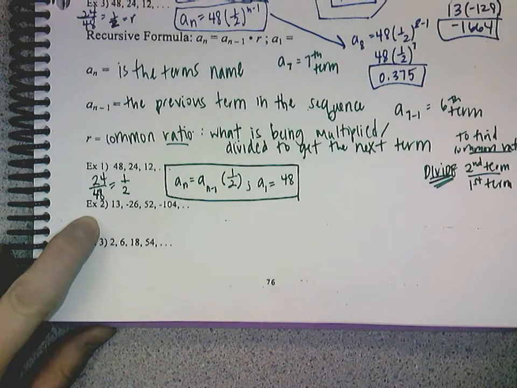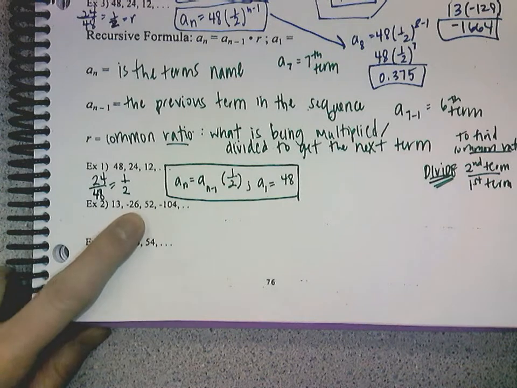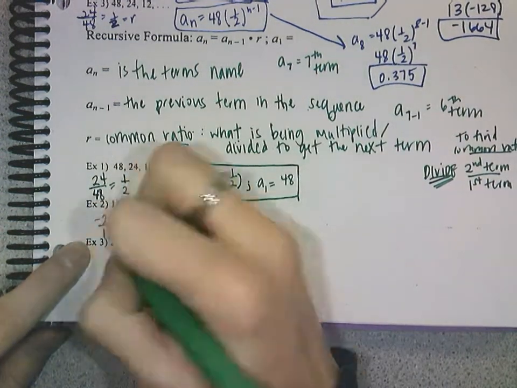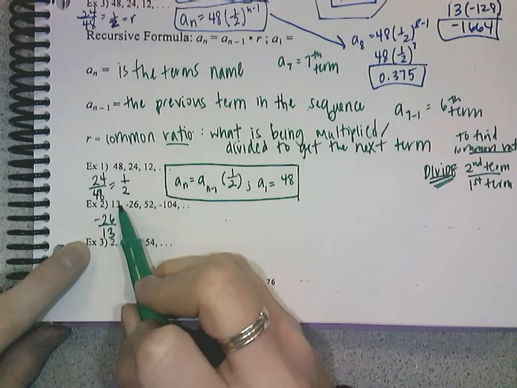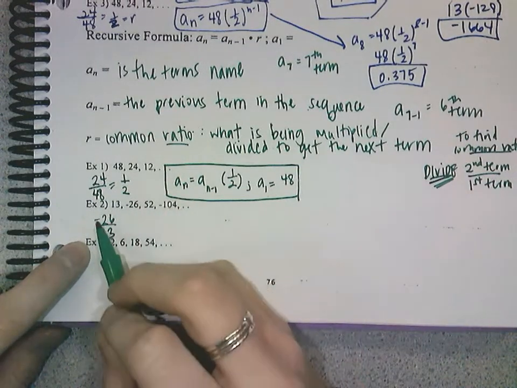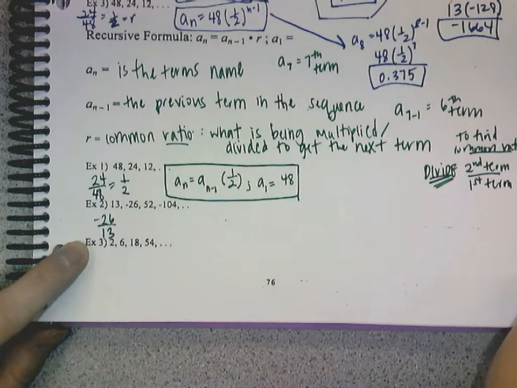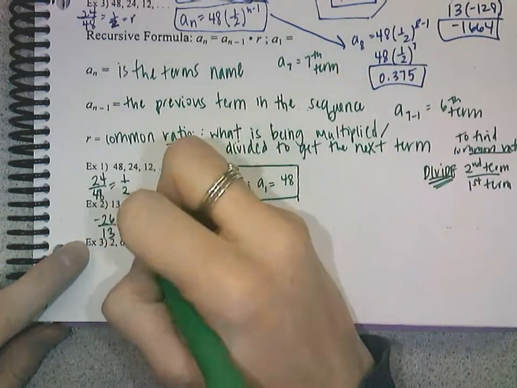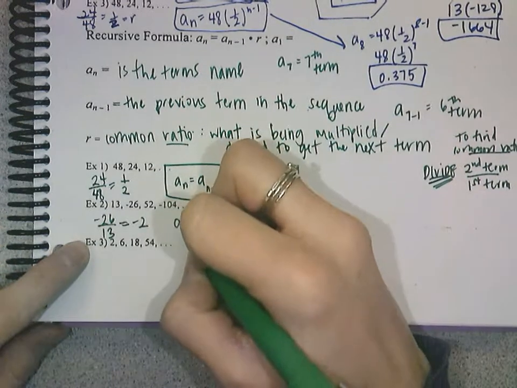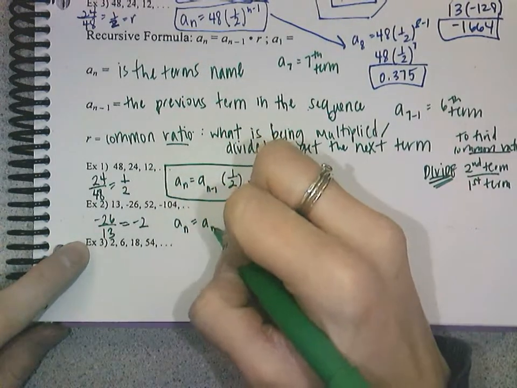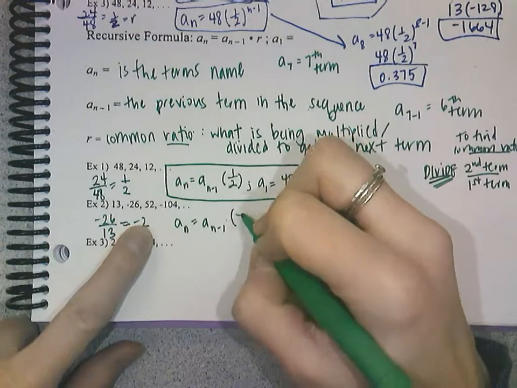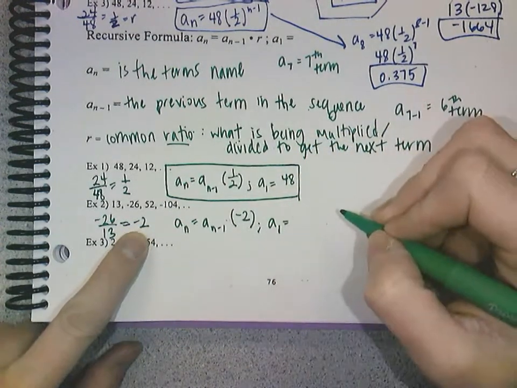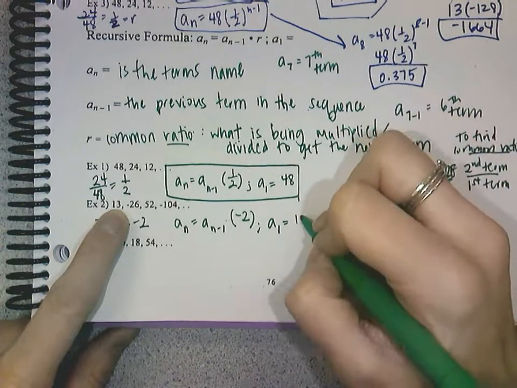Okay, so we're gonna do the next example. So we're going to figure out what our formula is. So we take our 2nd term and we divide it by our 1st term. So we have negative 26 divided by 13. Notice how we have opposite signs, positive, negative. So that means that our value is going to be negative. So when we divide these together, we get negative 2. So then we write our formula, a sub n equals a sub n minus 1 times negative 2. And then a sub 1, our first term of the sequence, is 13.